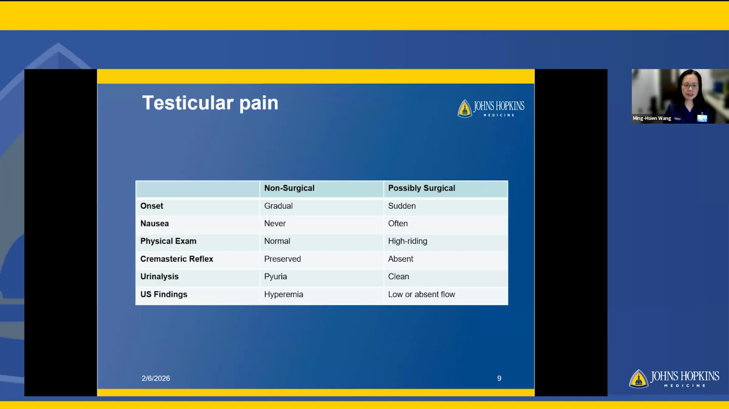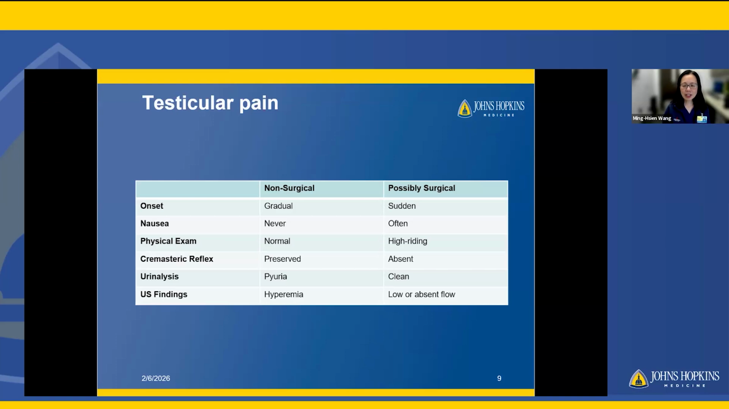In terms of your exam, usually, if it's something not surgical, there's not much you're going to notice on the exam. Maybe it's slightly swollen. It's not going to be red. The cremasteric reflex is also really important to look at. If the testicle is still moving nicely, you're probably not having an active torsion. But if it looks like the testicle is all knotted up towards the groin, hard, firm, then you have to be very, very concerned that the cord, or the actual blood vessel, is twisted.